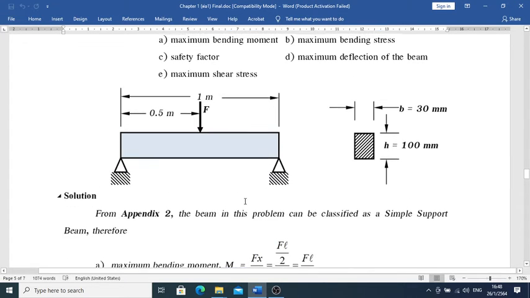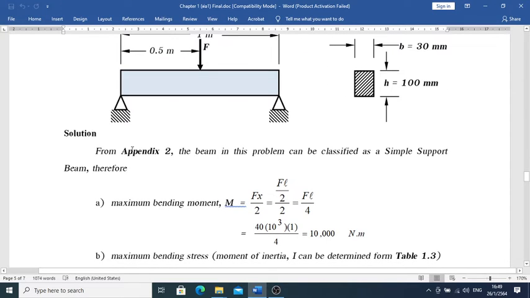Let's see the figure. We have F right at the center, and a simple support beam with supports on the left and right. The beam has a rectangular section with b of 30 and h of 100. So we look up Appendix 2 for the simple support beam.